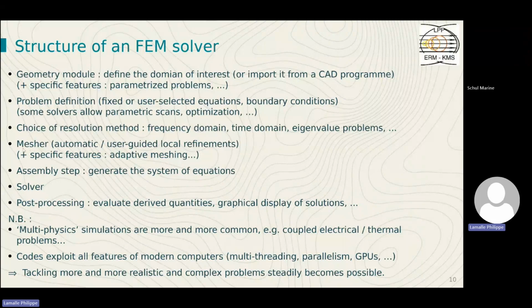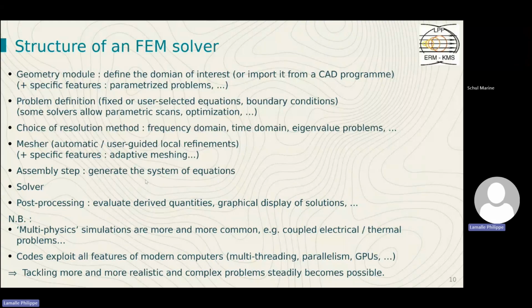Then you have the meshing step. As I showed you by example before, there are automatic procedures to generate the mesh and to locally refine it, sometimes with guidance from the user, sometimes fully automatic. And some programs allow adaptive meshing. That is, once you've found the first solution, you find where most of the details are in the solution, and you can let the program refine the mesh where it really matters and repeat the solution with a higher accuracy.